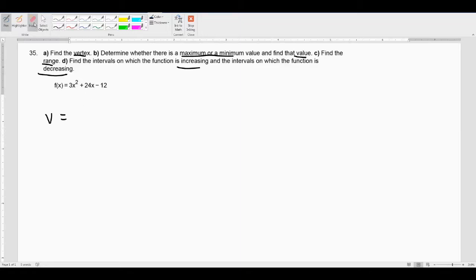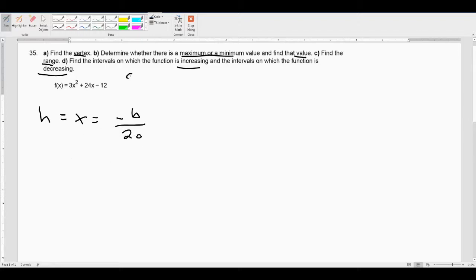So, I don't really want to use V for vertex. I want to use H or K. H for the x value and K for the y value. And I'm going to use the formula negative b over 2a. And I'm just going to do this without a calculator. I may use a calculator to graph it, just so you can see how the function will look.